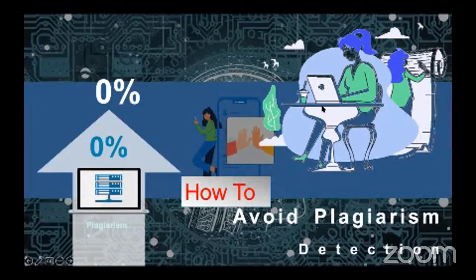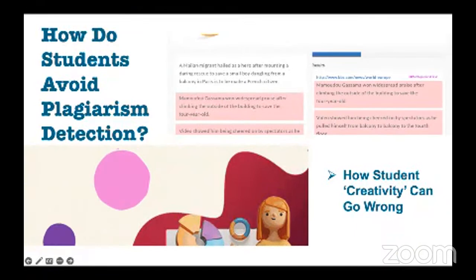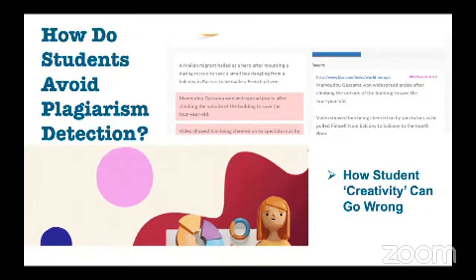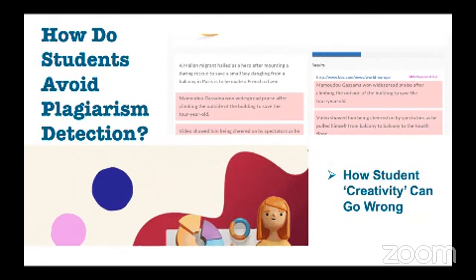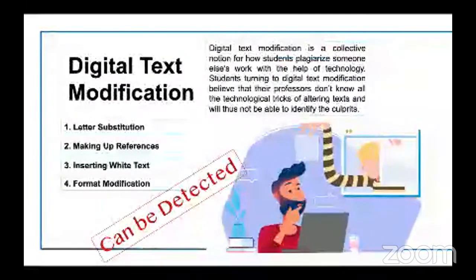Now we're going to start with how to avoid plagiarism, because we now have an idea of what plagiarism is, what types of plagiarism exist, and how you can check for plagiarism. Now it's time to look at how students avoid plagiarism detection. There are multiple ways students' creativity can go wrong. It is the teachers' responsibility to guide the students.